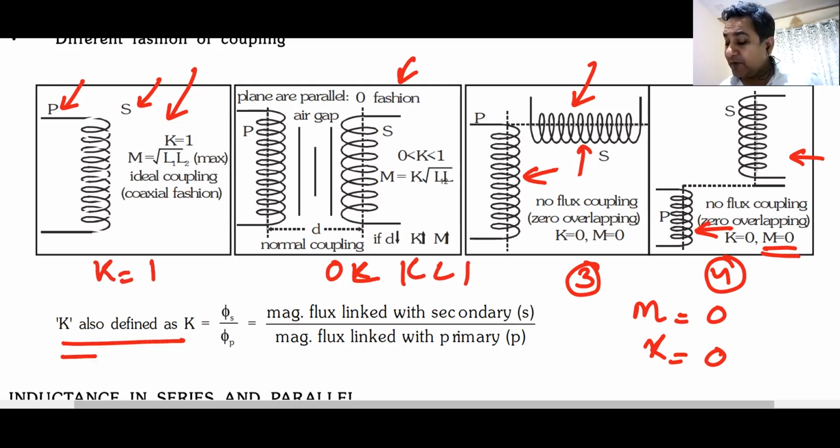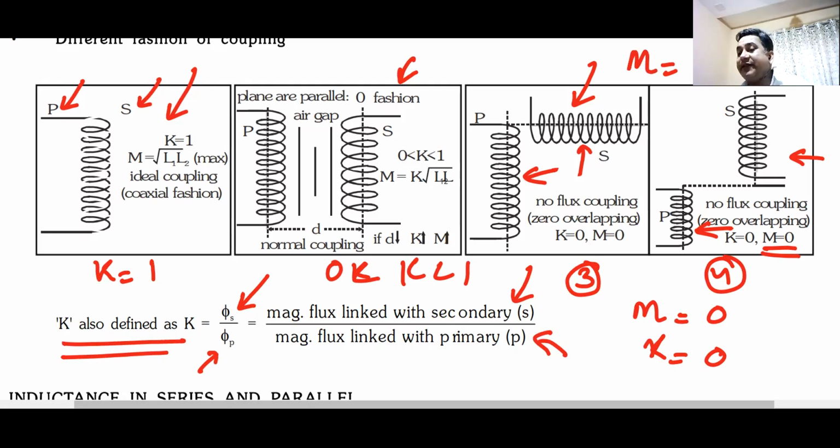So what is this coupling factor? It is the ratio of flux in the secondary divided by the flux in the primary. Do we understand this? And the relation is M is equal to K times root over L1, L2. Do we understand this? Can I have some reason that we understand this, sir?